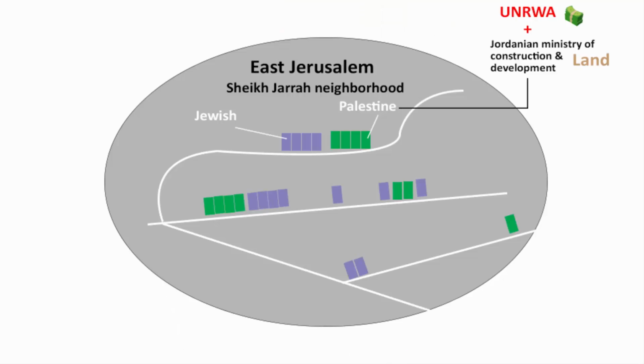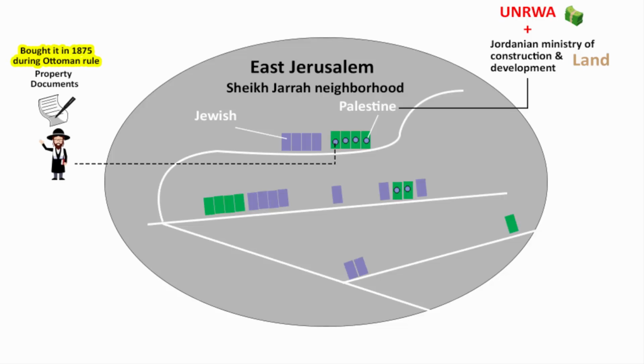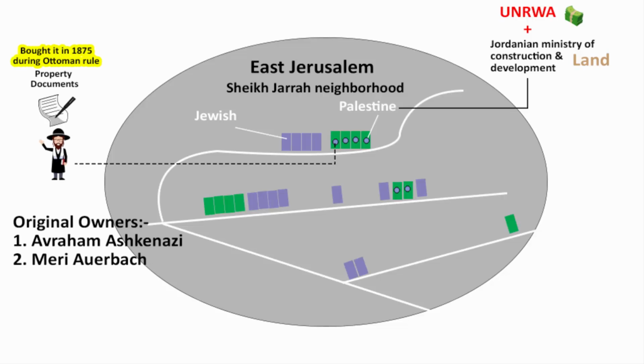And by the way, you should not forget that these 28 families are refugees. The Israelis who are now settled in these homes, their association has property papers, which show that they purchased this land from the Arabs in 1875 during the Ottoman rule. The Ottoman land registry records showed the property was registered in the names of Avram Ashkenazi and Meir Orbach. In response, the Palestinian refugee lawyers questioned the authenticity of the document, which was verified by an Israeli court, and they stated that the document of Jewish ownership was authentic.